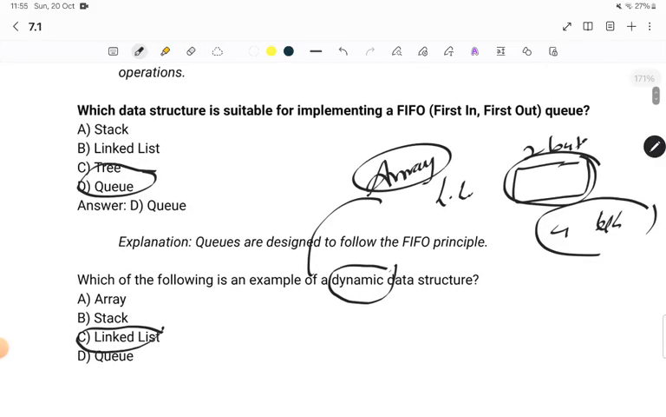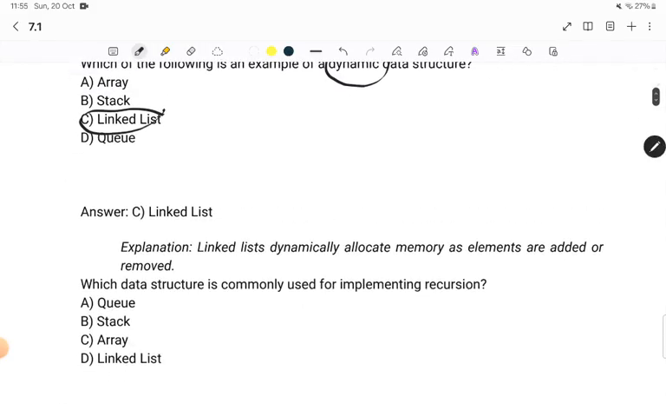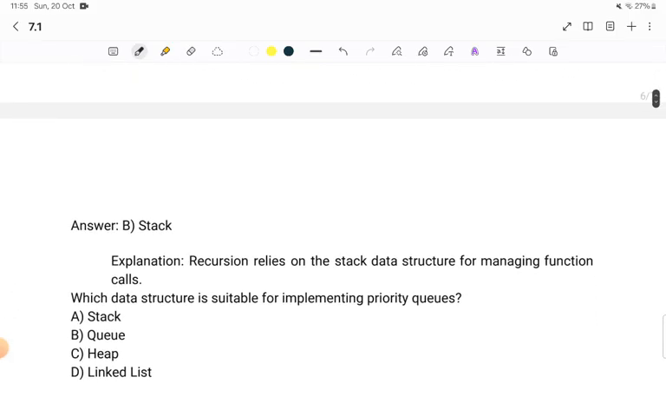Next one: which data structure is commonly used for implementing recursion? If you have seen my C programming playlist, we have already discussed this. For implementing recursion, we always use the stack data structure. Okay, next one: which data structure is suitable for implementing a priority queue?